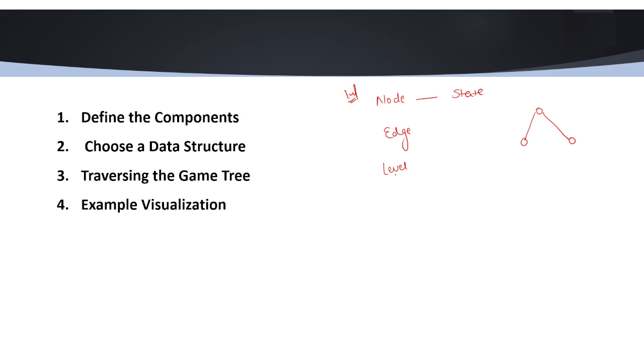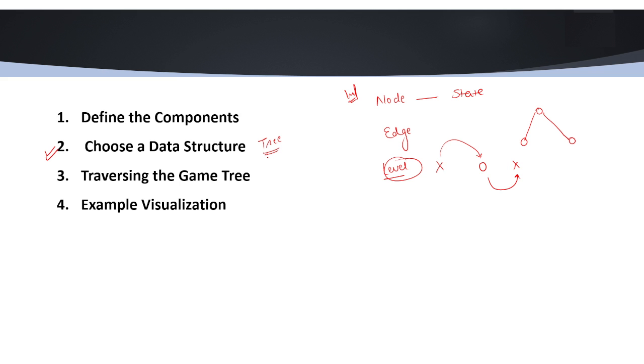Another is the levels. So alternate between players. When one player is playing, and then we shift to the other element in this way, that is the level. In the second step, we need to choose a data structure. So tree data structure, we are using game tree here, right? So we use tree data structure here.